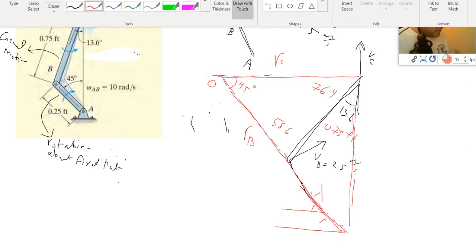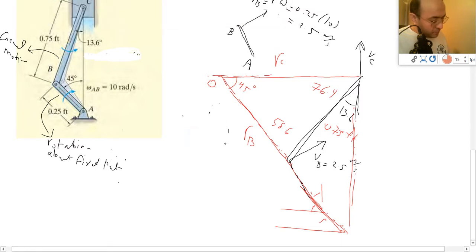Let me just clean up a little bit some of this stuff that I drew unnecessarily.